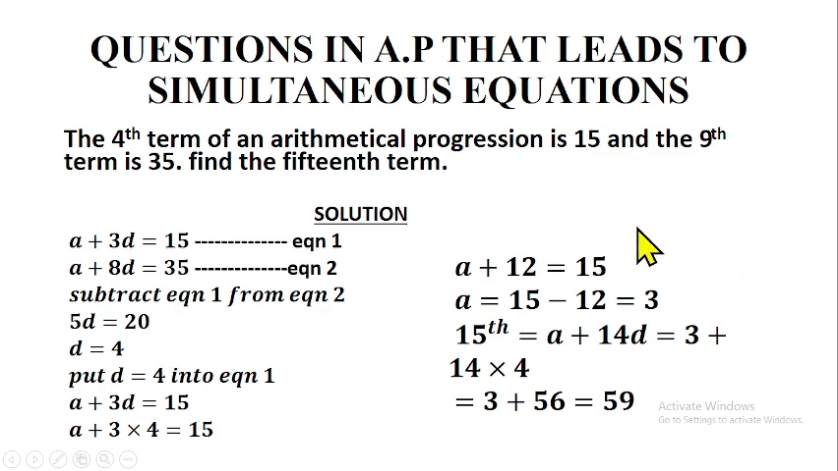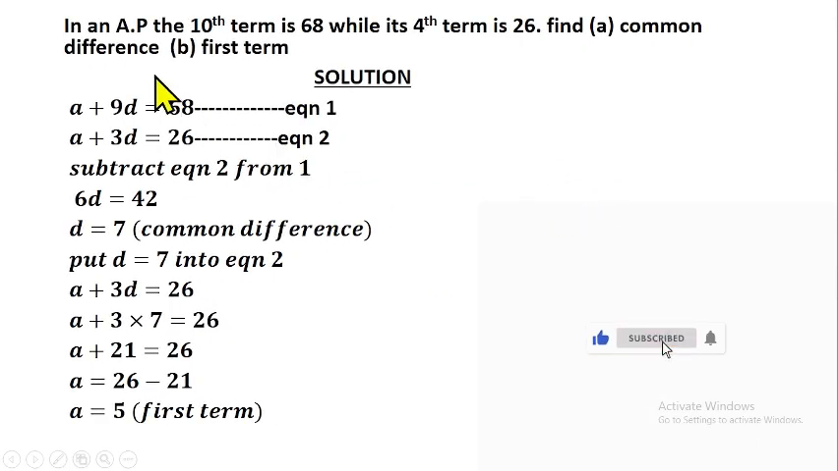Is it difficult? No, I don't think so. So these are the questions in AP that lead to simultaneous equations. Let's see another one quickly. Look at this question. In an AP, arithmetic progression, the 10th term is 68, while its fourth term is 26. Find the common difference and the first term. I believe you should be able to do this one as well.